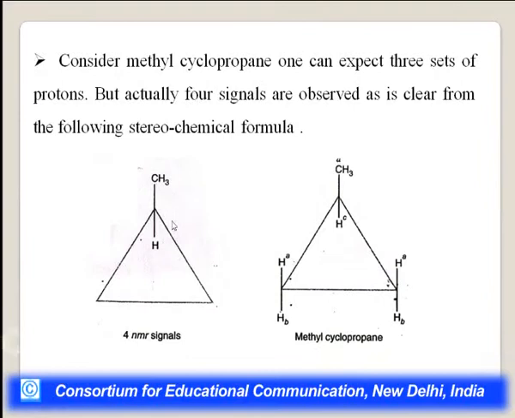Another one, methylcyclopropane. One can expect 3 sets of protons, but actually 4 signals are observed, and you can see this again in the stereochemical formula. When we show these protons which are understood, you can see 4 NMR signals will be obtained: 1, 2, 3 and 4.